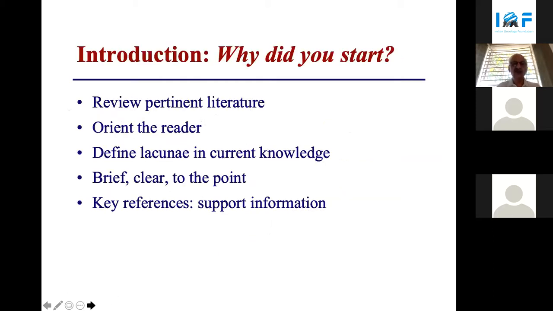So let's look at the introduction. Why did you start? And what do we write in that section of a paper? If we know what we have to write within these sections of a paper, life becomes so much easier. So we need to review the pertinent literature.